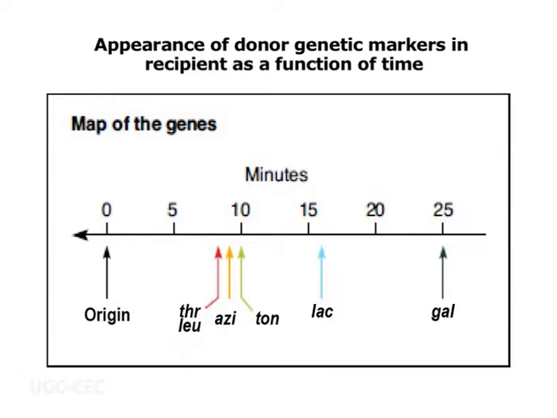Here you can see that after say 8 minutes, the threonine and leucine genes are getting transmitted together. It means these two genes are so close that it becomes difficult for us to distinguish their distances. Then we could see that the azide gene is followed by threonine and leucine, then the ton gene is after that. Then we have seen the existence of the lac gene and gal gene. So this is how we can carry on the mapping in a very nice way.